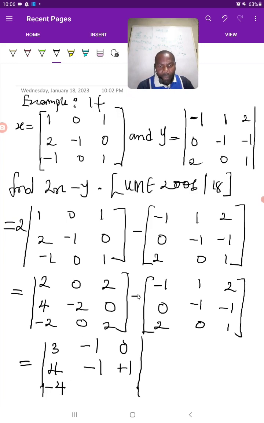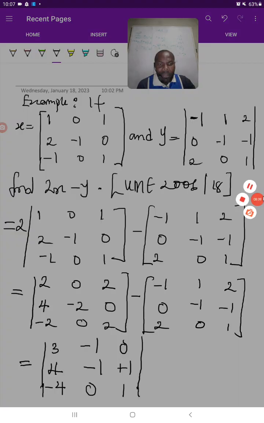0 minus 0 is 0. 2 minus 1, that is 1. So now this is the final answer of this question. And this question is a JAMB question, as it is a thing you can solve within 5 seconds if you're able to know the logic behind this course. So this is just an example of the scalar product in matrix multiplication.